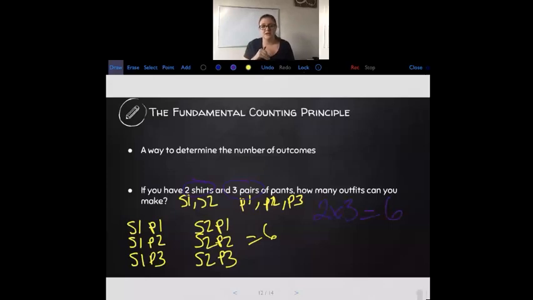So going back to the tossing a coin twice, this could have helped us there because there were 2 possibilities on the first toss, 2 possibilities on the second toss. If we would have multiplied those together, we would have gotten 4.